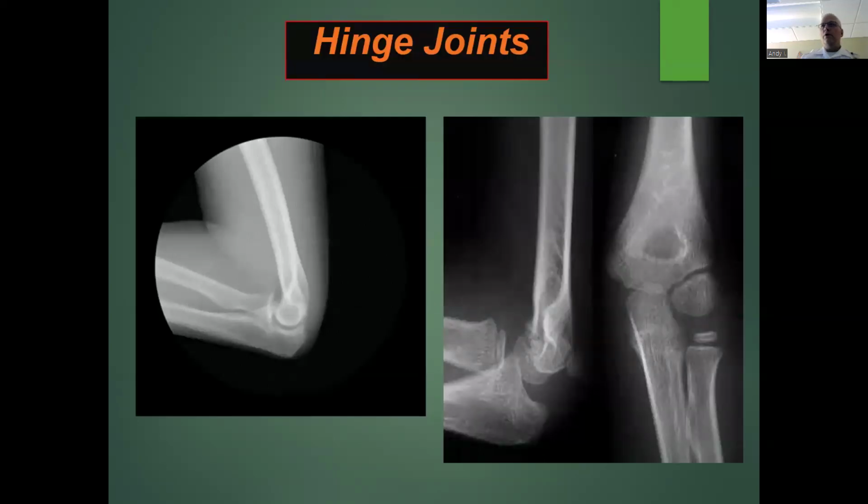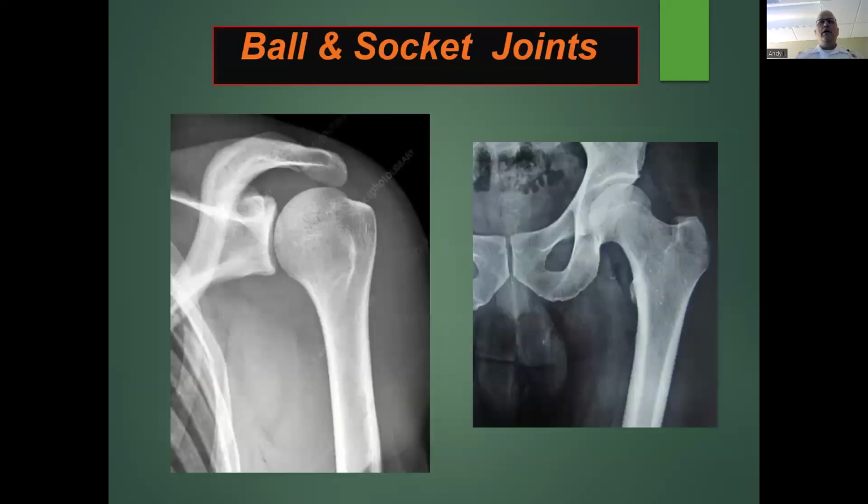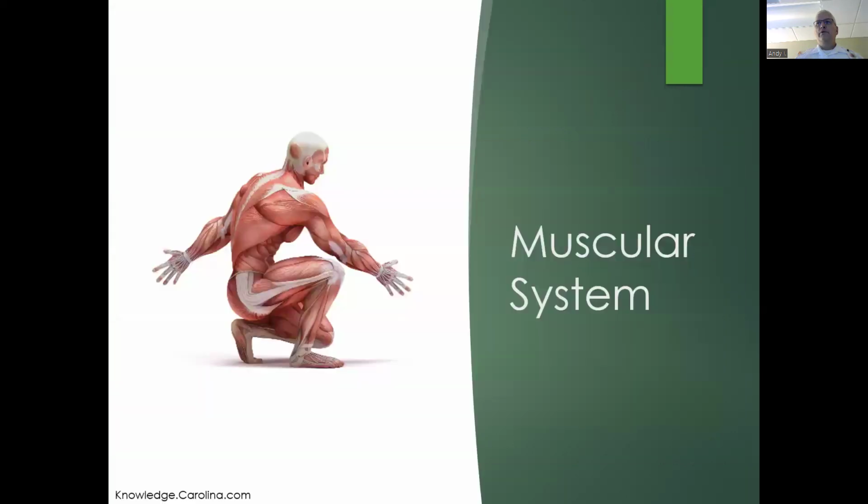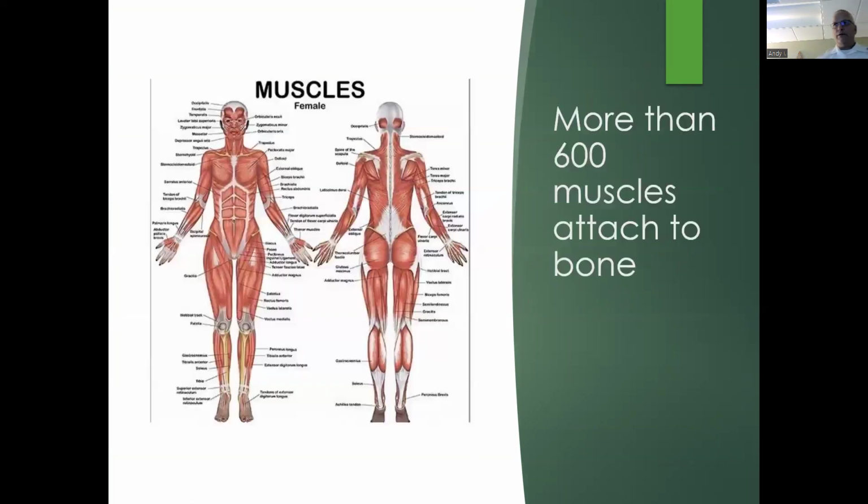All right, so in the hinge joints, there you go. That's actually what we just talked about. And then we talk about the ball and socket joints. That's what we kind of already talked about. That's the hip, that's the shoulder. So now we talked about the bones. Let's talk about moving towards the outside. Let's talk about the muscles.